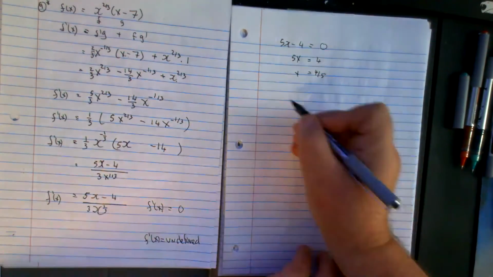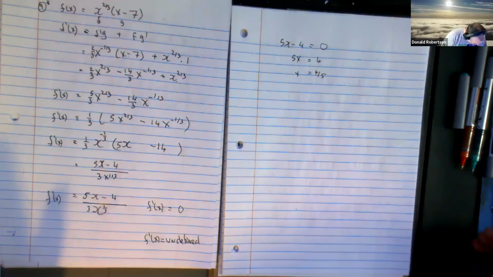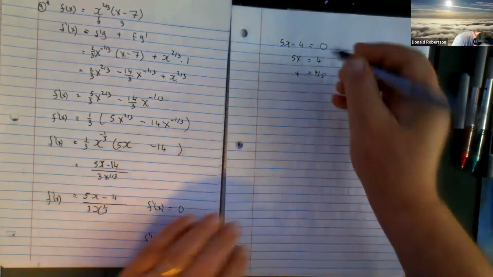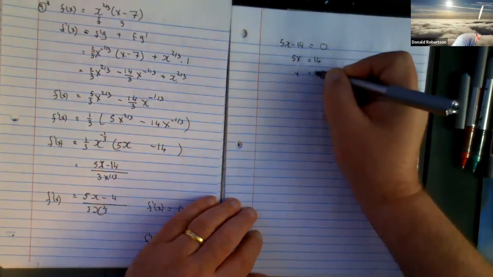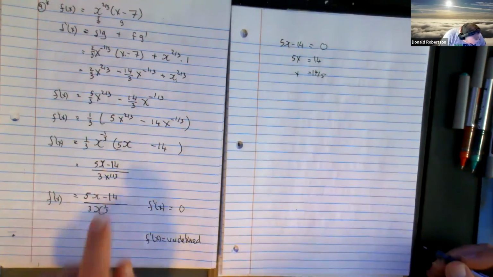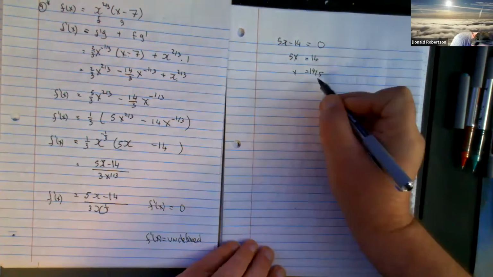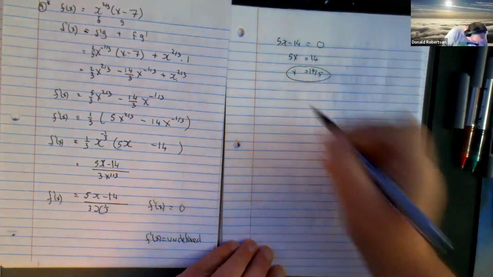I think that 4 is supposed to be a 14, right? 14. Oh, thank you. Well, that was well caught. I was too busy worrying about making this right, but not paying attention to the top right. So there is a critical number.